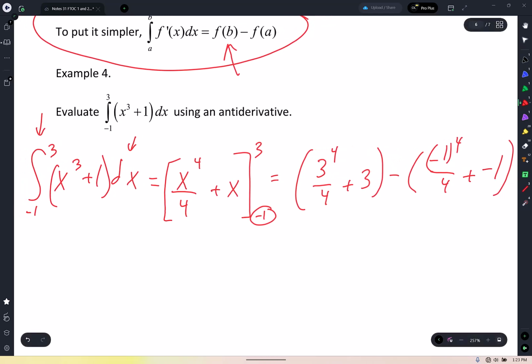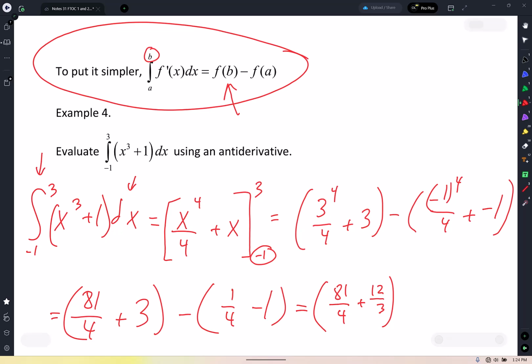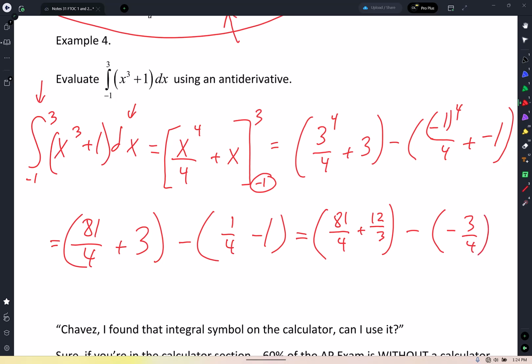And now I'm just going to type it. Let's see, 3 to the 4th, 3 times 3, 9, 9 times 3, 9 times 9, 81. 81 over 4 plus 3. That's my first one. Minus -1 to the 4th, 1/4 minus 1. Maybe it's faster if you just type it in the calculator, but I already started. All I'm doing is arithmetic, guys. I'm not doing anything else. Lower limit is A, upper limit is B. Minus 1/4 minus 1, -3/4. All right. 81 plus 12. 81, 91, 92, 93.